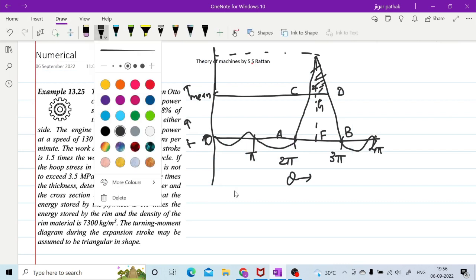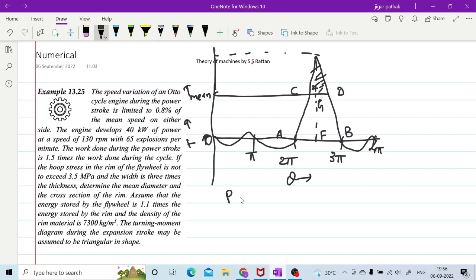So what we are going to do is P is equal to 2 pi NT by 60, right? You have all the data with you. Your mean torque is provided, 40 kilowatt, and your RPM is also given, 130. So can you calculate this power quickly?